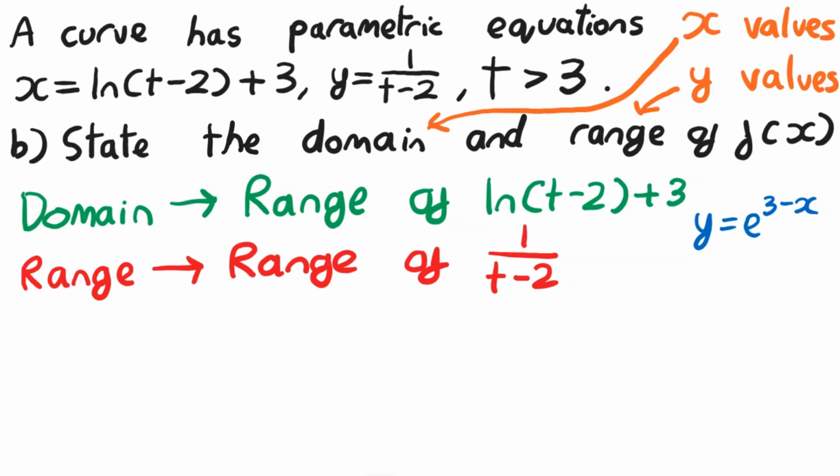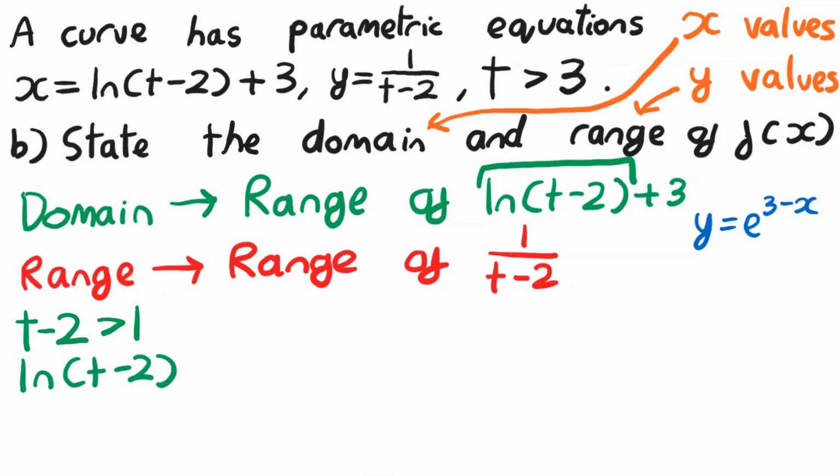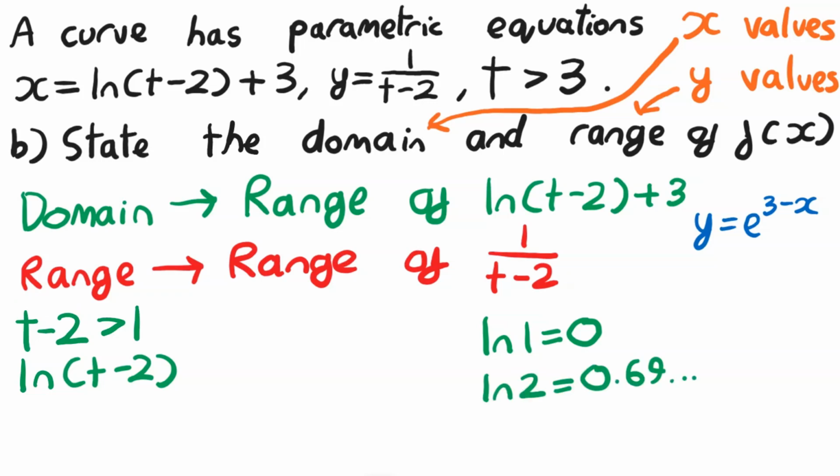So let's start with considering this t minus 2 here. As t has to be bigger than 3, that means that t minus 2 has to be bigger than 1. I've essentially just taken 2 from both of these sides here. So now let's zoom out a bit, the natural log of t minus 2. As the smallest value that t minus 2 can have is 1, that means we're going to have the natural log of 1 here, which is 0. If we start to increase this number here, so if we increase t minus 2, for example, the natural log of 2, it doesn't matter that much, but if you put this into a calculator, it's equal to 0.69.